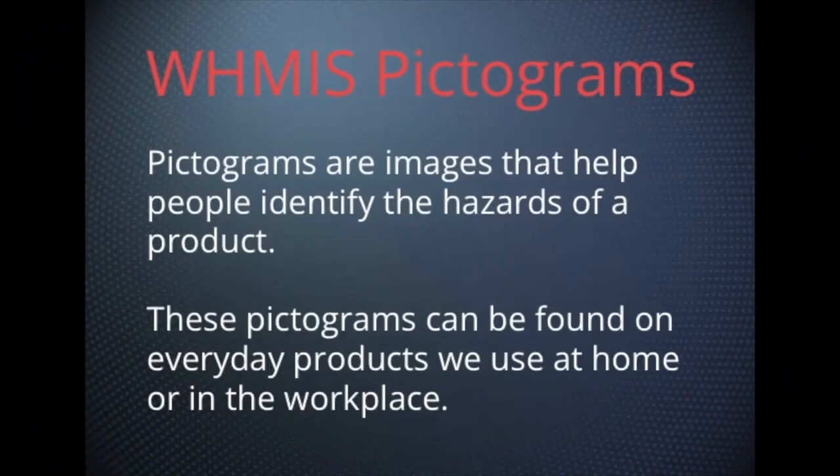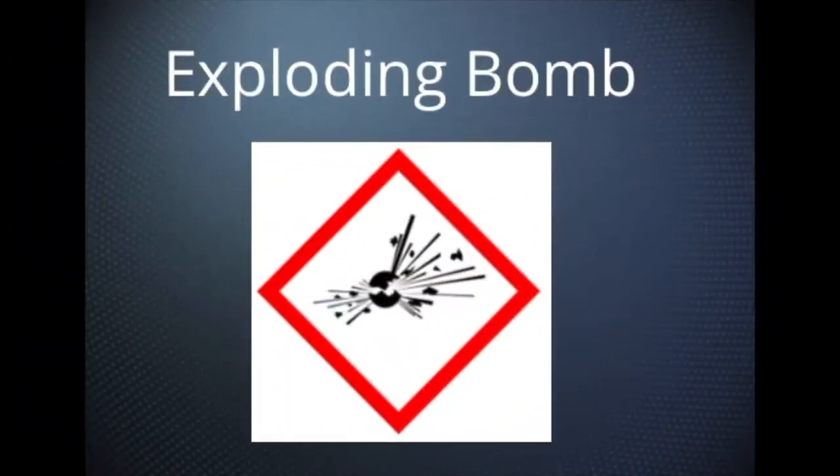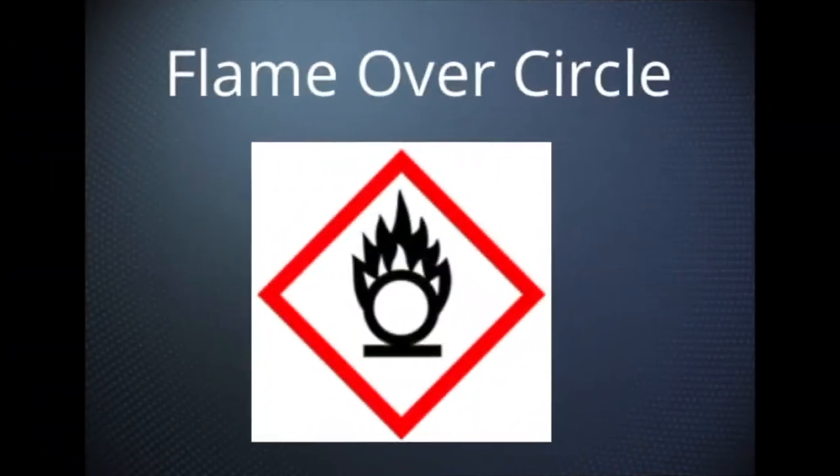Pictograms are images that help people identify the hazards of a product. These pictograms can be found on everyday products we use at home and in the workplace. Here are the 10 WHMIS pictograms. The exploding bomb pictogram represents products that may react on their own to cause fire or explosion if heated. The flame over circle is for oxidizers, which may cause or intensify a fire or cause an explosion.